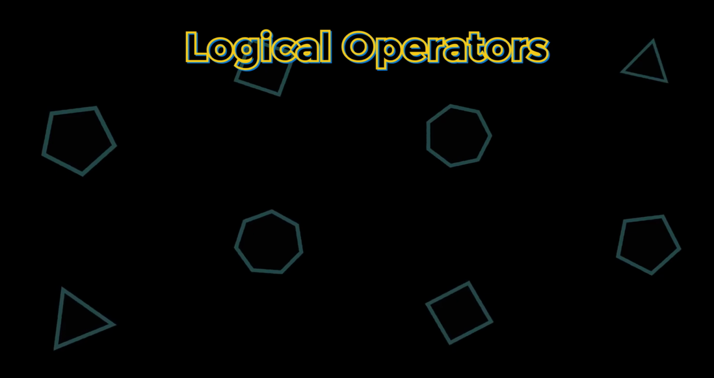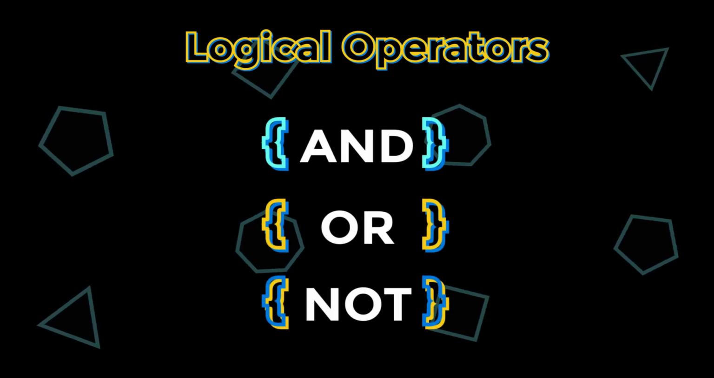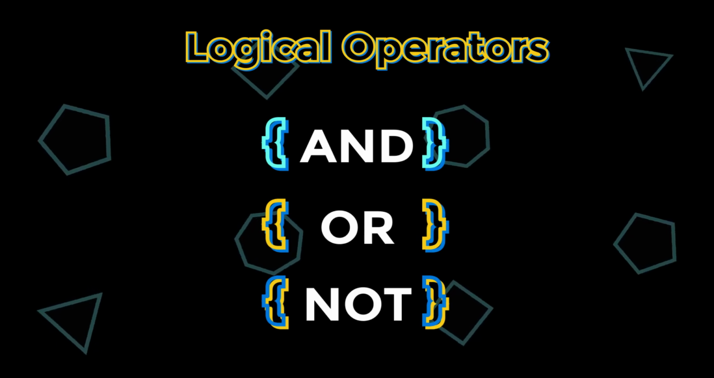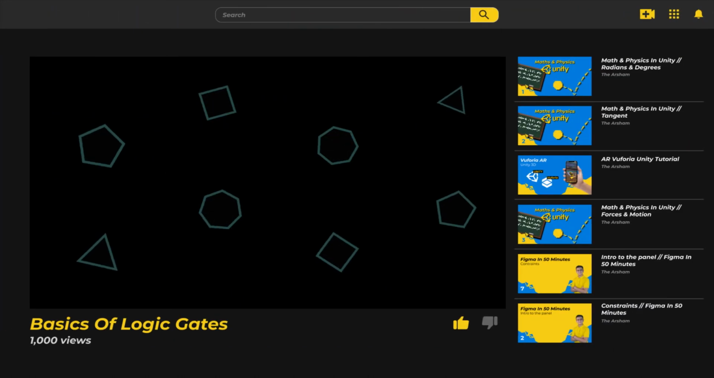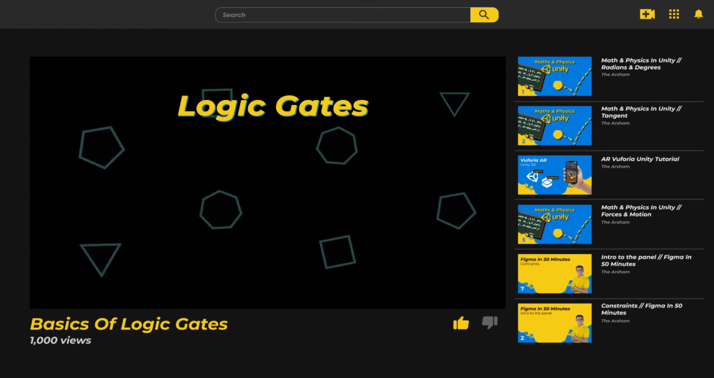And this brings us to logical operators, which are tightly connected to Boolean expressions. We have 3 different logical operators: ands, ors, and nots. If you'd like to know more in depth about these, you can watch this video I made on logic gates. It might help you, but don't worry, I'll be explaining the basics here as well.